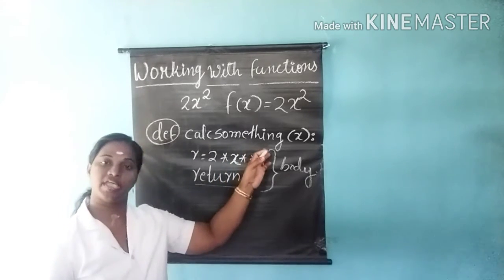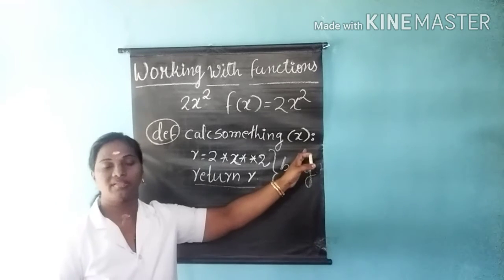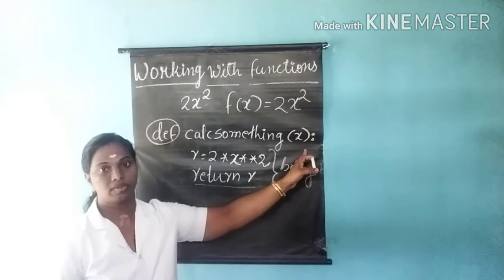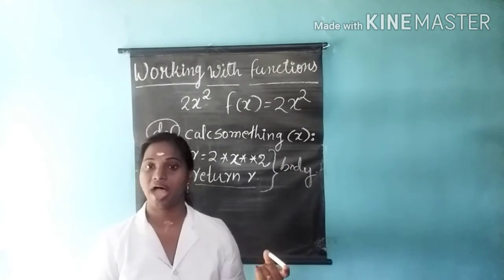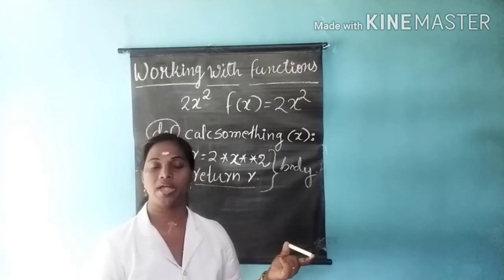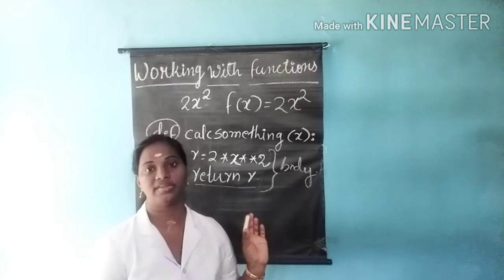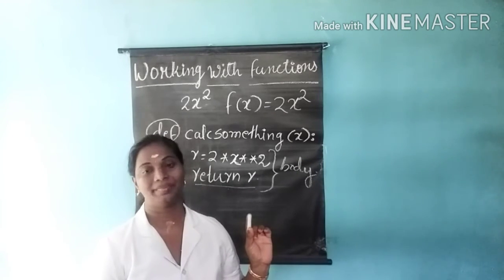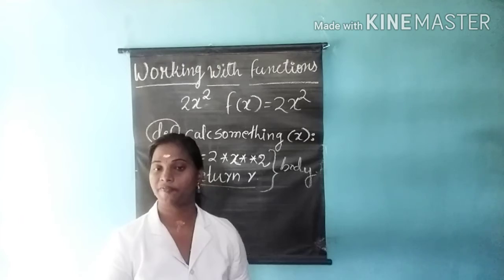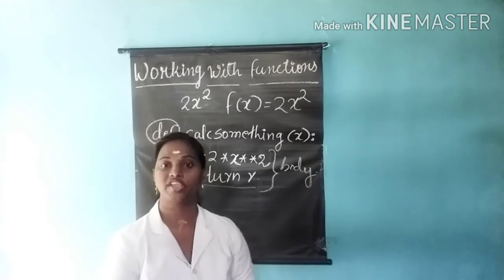Then you can give any function name. Then you can write the argument list. But remember one thing: the number of arguments you pass while calling a function is the same as the number of arguments defined in the function. Okay. Now I will explain how to call a function and how to pass the arguments to the function.